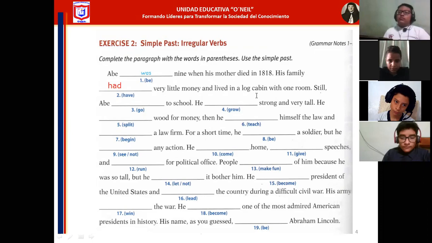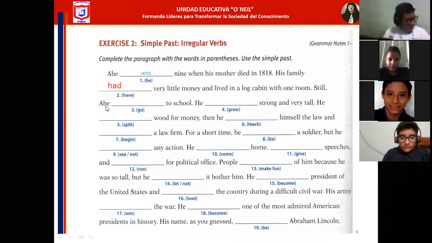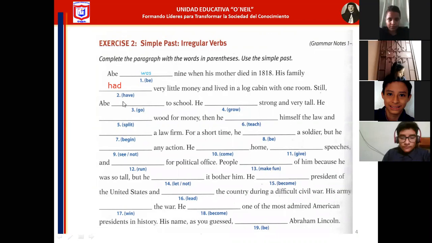He grew strong and very tall. ¿Dónde está leyendo? Aquí. Still. ¿Qué sigue? Yo le estoy señalando aquí, mire, aquí estamos. Still. ¿Cuál es el pasado de go? The past tense of go. Went. Okay, went. No sé qué pasó, Alvarado, creo que está distraído. Went. Okay, he went to school.